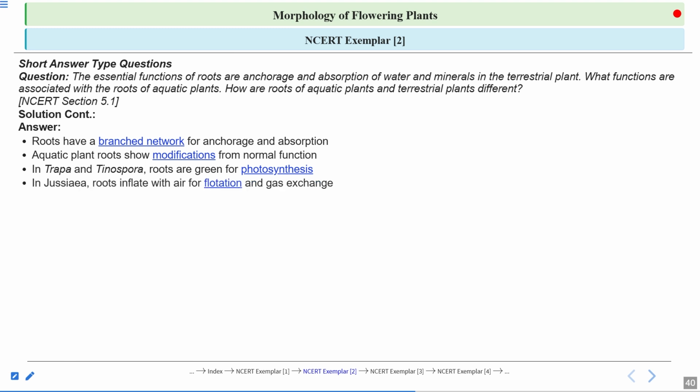In Jussiaea, roots inflate with air for flotation and exchange of gases. They are floating. Roots are inflated with air for flotation and for gas exchange.